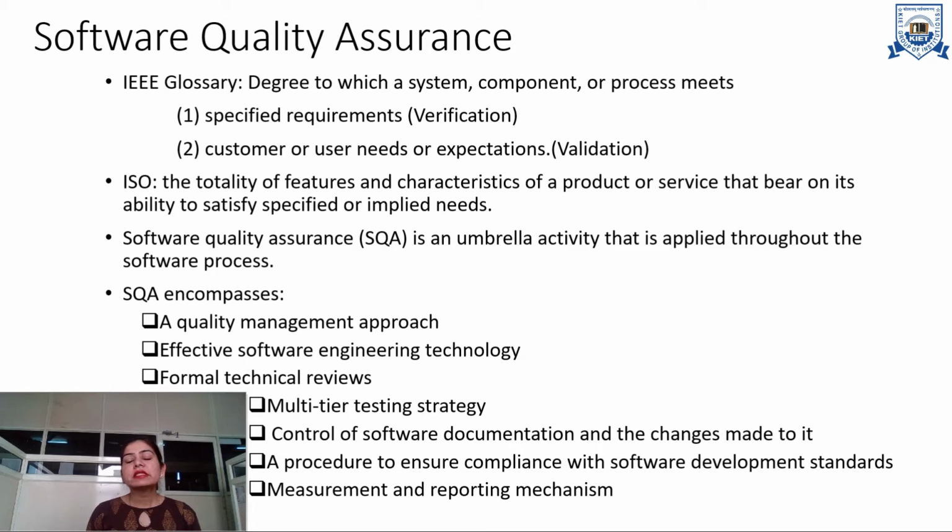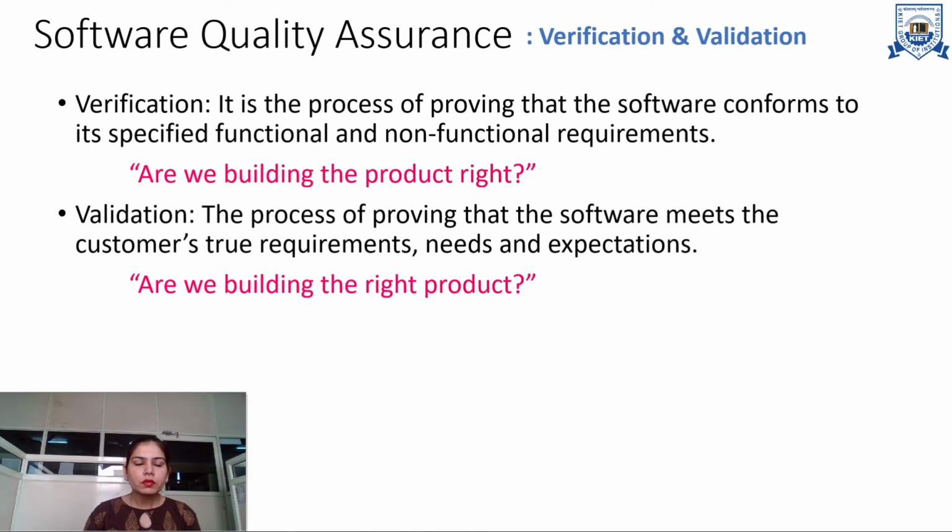Software quality assurance is an umbrella activity that is applied throughout the software process. It encompasses the following activities: a quality management approach, effective software engineering technology, formal technical reviews, a multi-tier testing strategy, control of software documentation and the changes made to it, a procedure to ensure compliance with software development standards, and measurement and reporting mechanisms.